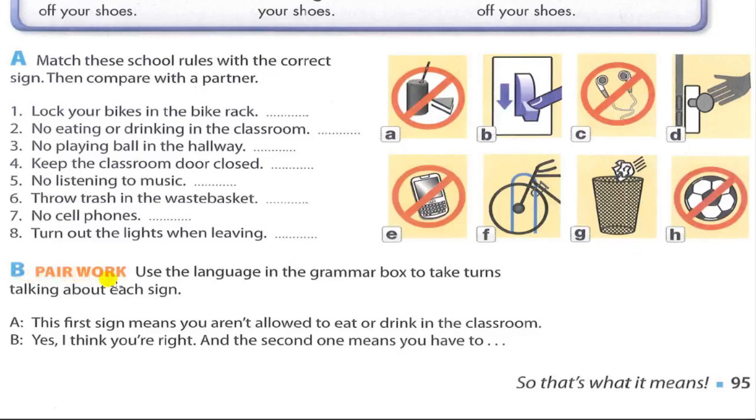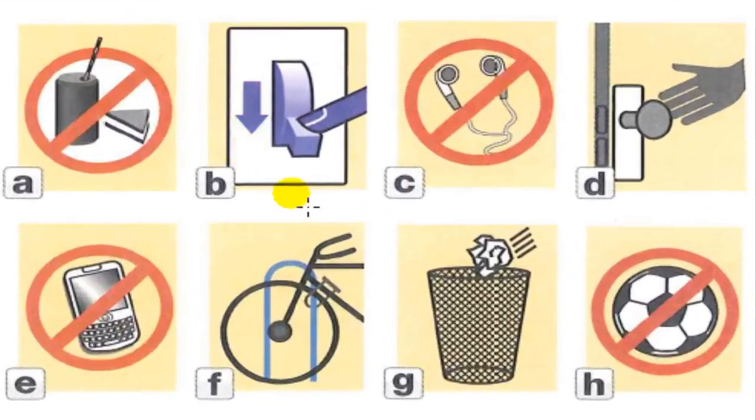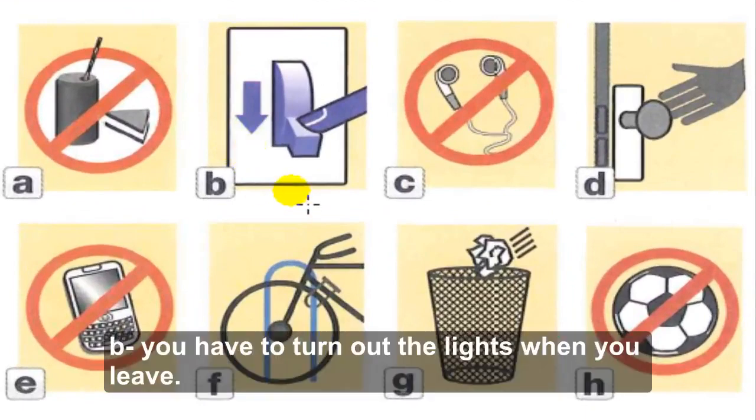B. Pair work. Use the language in the grammar box to take turns talking about each sign. So here you can make sentences. Use permission, prohibition, obligation. Example A. This first sign means you're not allowed to eat or drink in the classroom. B. Yes, I think you're right. And the second one means you have to turn out the lights when you leave.